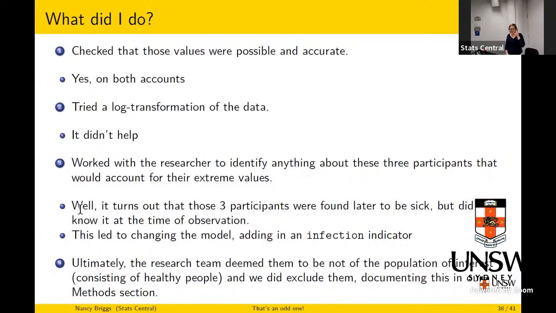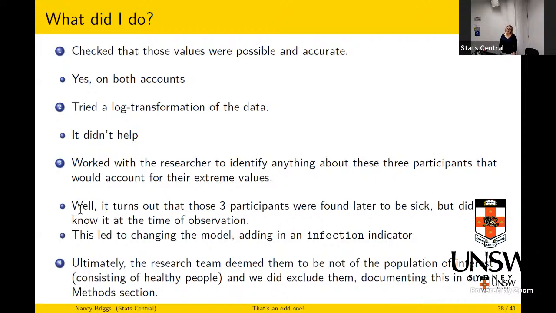So then I sat with her and we talked about it. And it turns out that those three observations, those three people, were sick the day that those blood tests were taken, but nobody knew it. So we were like, oh, okay, they were sick where everybody else is healthy. Maybe we'll add in a predictor, an indicator of sickness. And it actually does help quite a bit. But then they came back and said, yeah, you know what? Our population is actually healthy adults. It's not just adults, it was healthy adults, because they were just trying to look at normal, healthy blood markers and values.